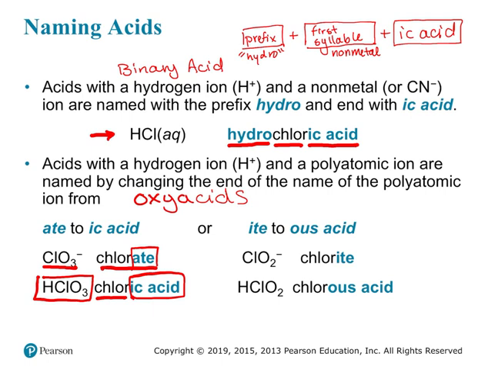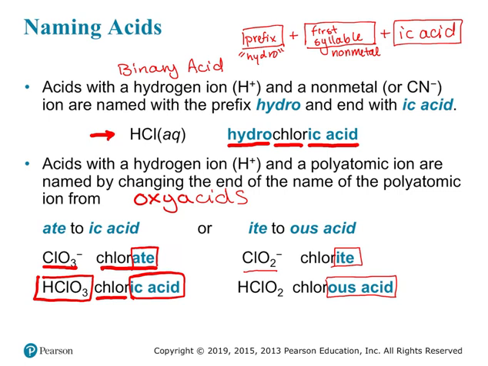Now, what if the ending is ITE? Let's say instead of ClO3, we have ClO2. This would be chlorite. If your ending is ITE, then you use OUS acid. HClO3 we said was chloric acid, but HClO2 is chlorous acid. So that can be a little more complex when you're naming these acids.